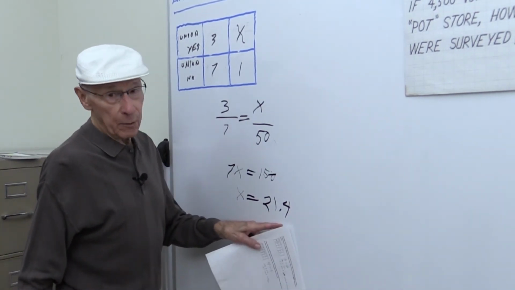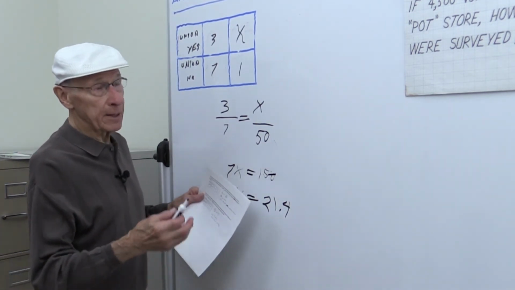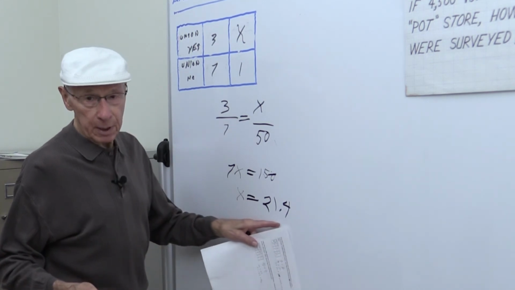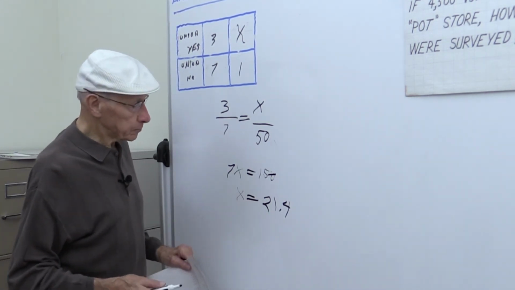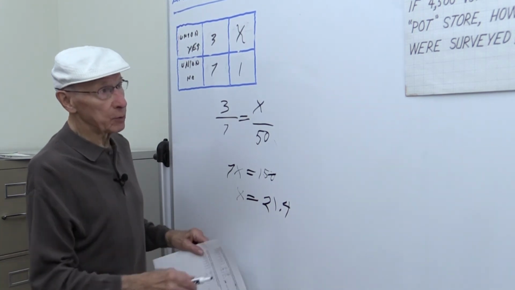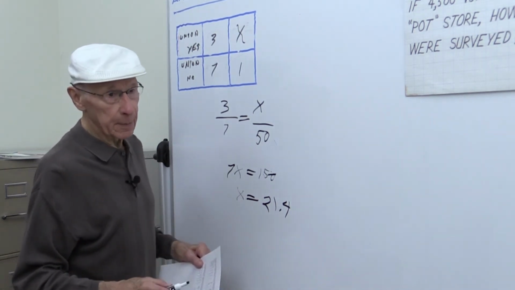You'll always come out with a fraction in general, because all polls, depending on the numbers that come up, will probably never be equal to an even number. So for round figures, you can say x is equal to essentially 21 people that belong to a union out of 50.